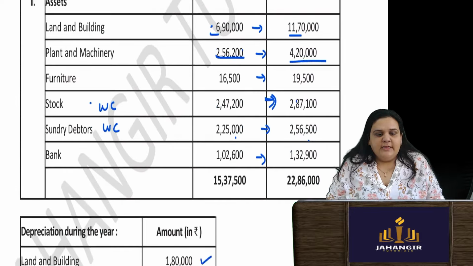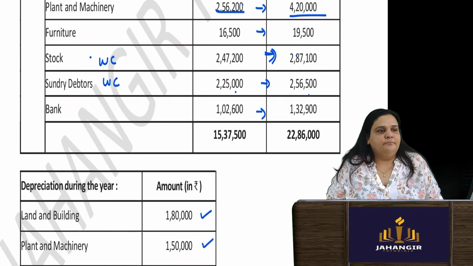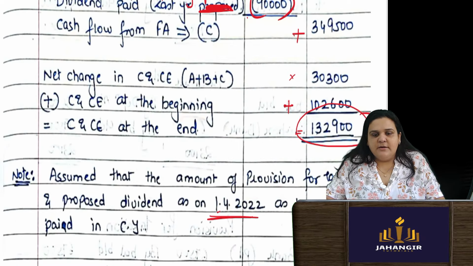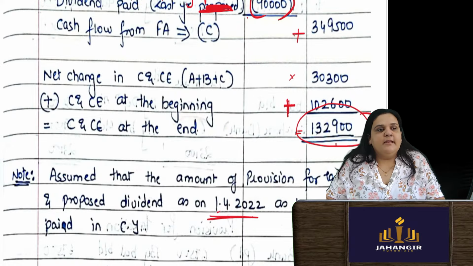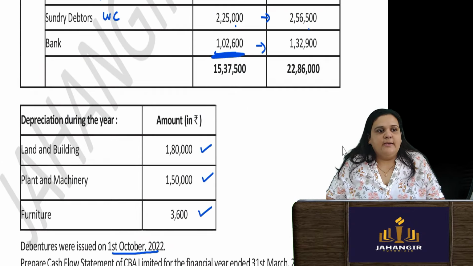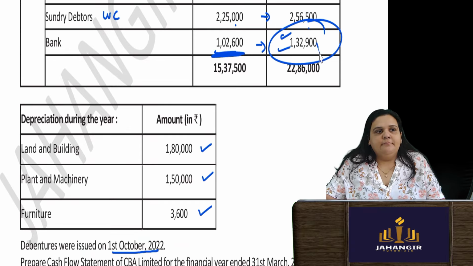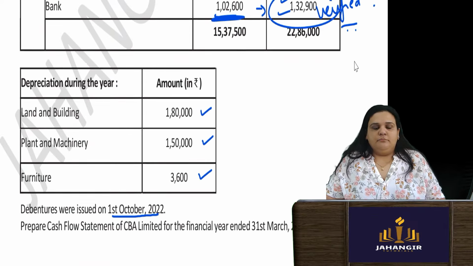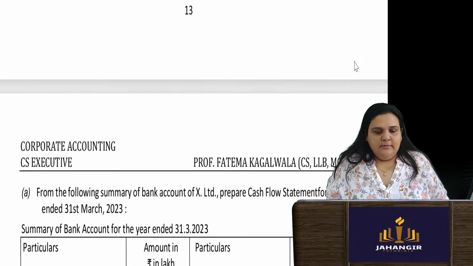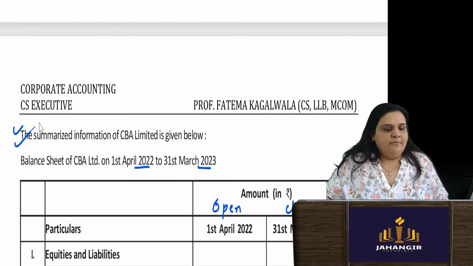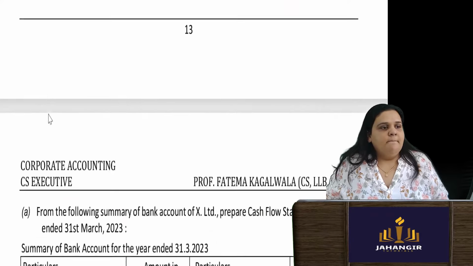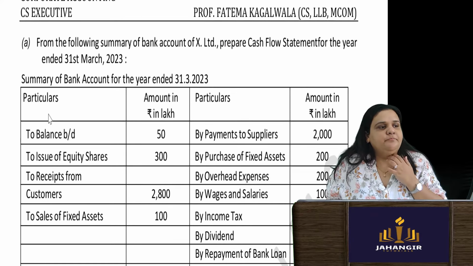Add back the cash and cash equivalent at the beginning of the year. Is it 1,02,600 given in cash and bank? 1,02,600, I will add it. I'm getting 1,32,900 as cash and cash equivalent at the end of the year. Verified. So this sum is important. They can ask this type of question. Good for 7 marks. Now let's see the next question.